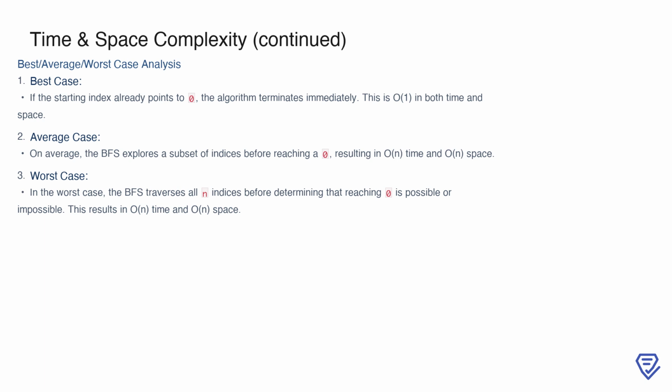Finally, in the worst case, the BFS must traverse all n indices in the array before determining whether or not it can reach an index with a value of 0. This worst-case scenario results in O(n) time and O(n) space as well.